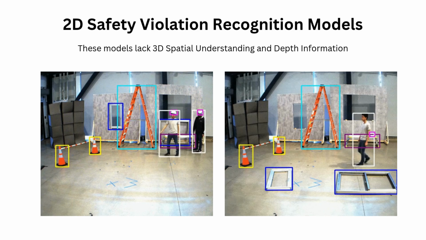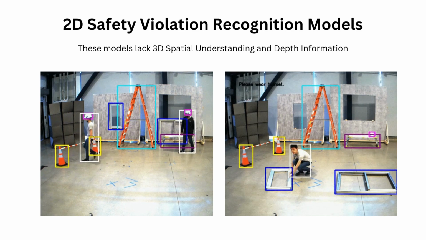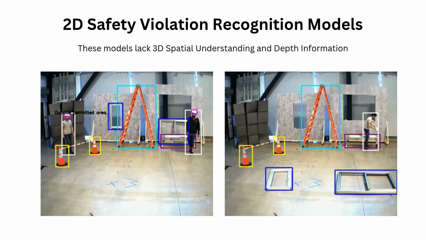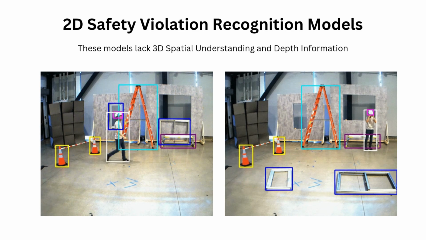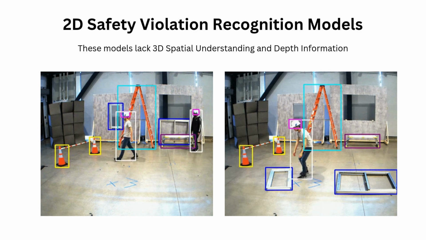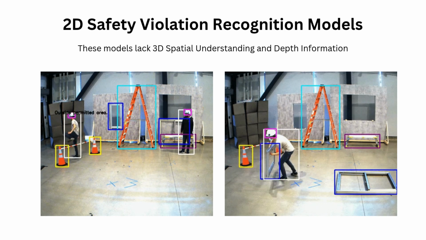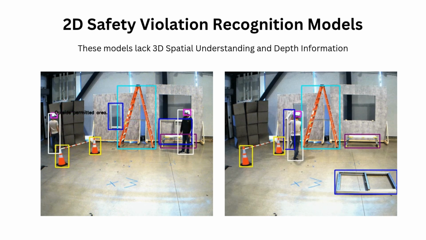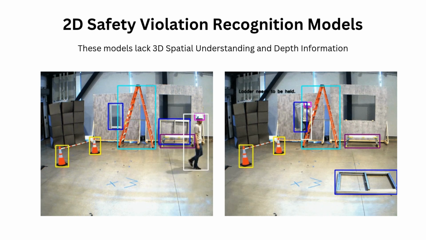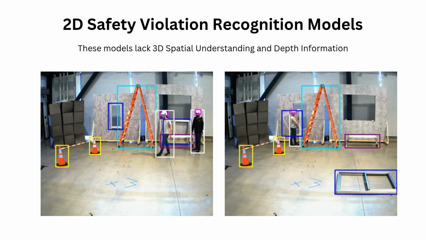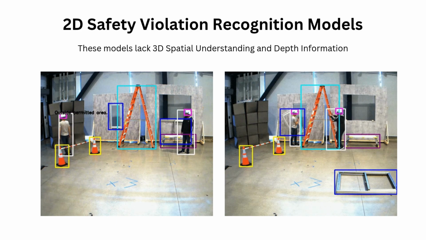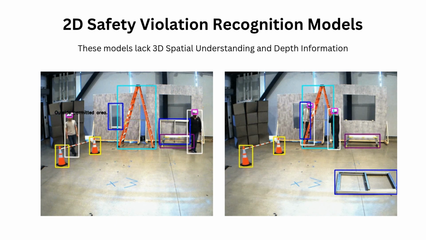Although numerous models exist for human pose estimation and object detection, they often fail when deployed in construction environments due to domain-specific complexities. Traditionally, safety violation has been treated as a 2D object detection task. While effective to some extent, this approach suffers from a critical flaw, the lack of spatial depth. For example, a 2D model cannot distinguish whether a worker is standing in front of a ladder or behind it.